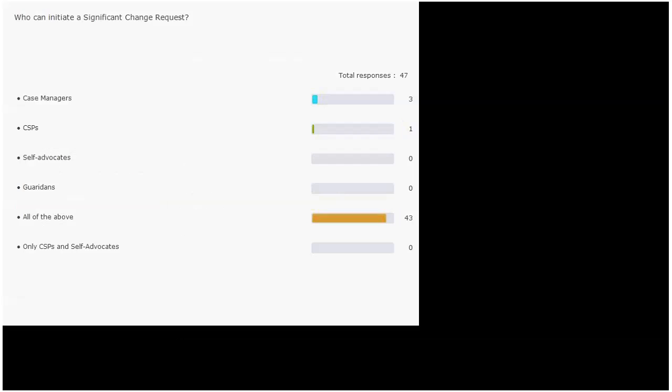Case managers can initiate them based on team meetings. Self-advocates who want to make changes in services make that request through a case manager, and guardians can do the same.